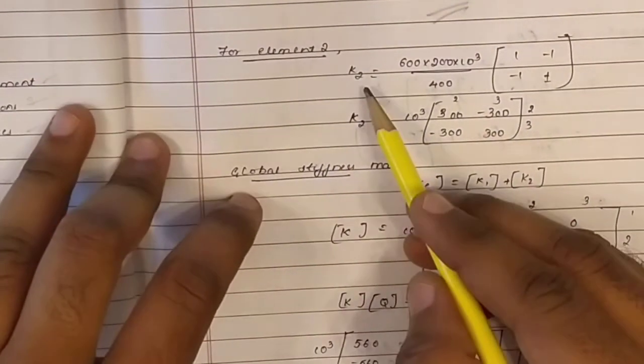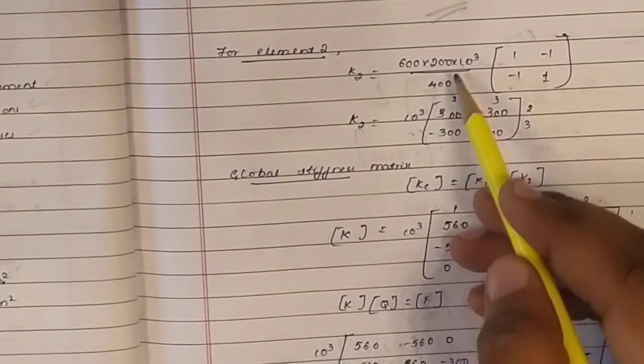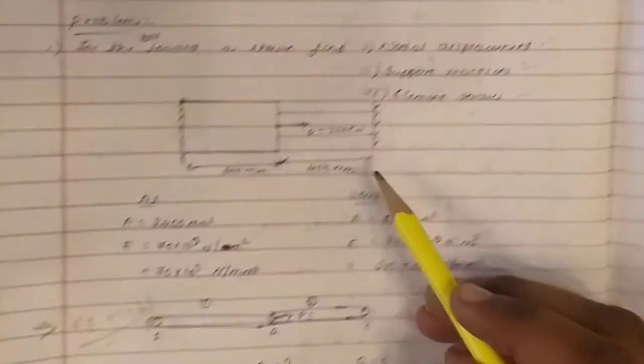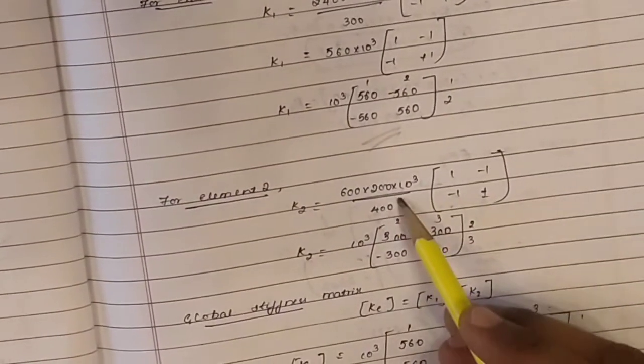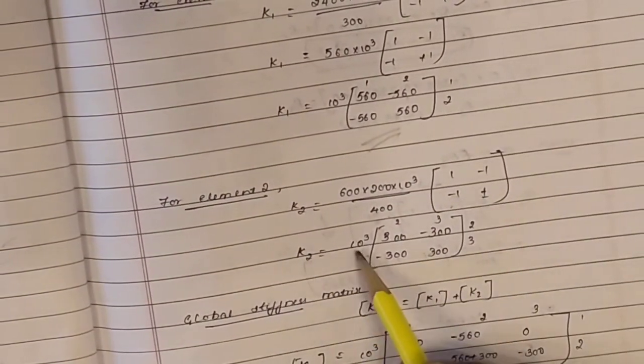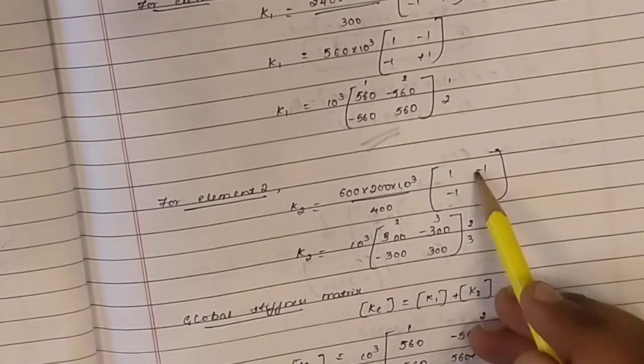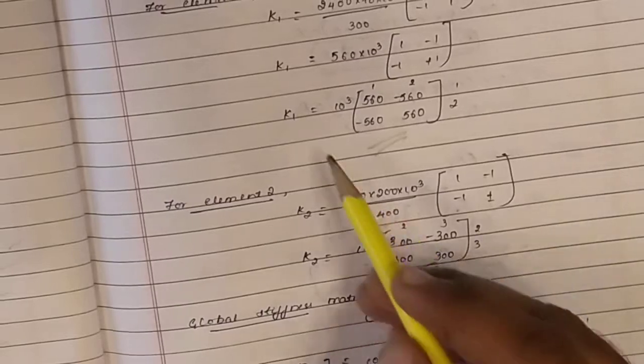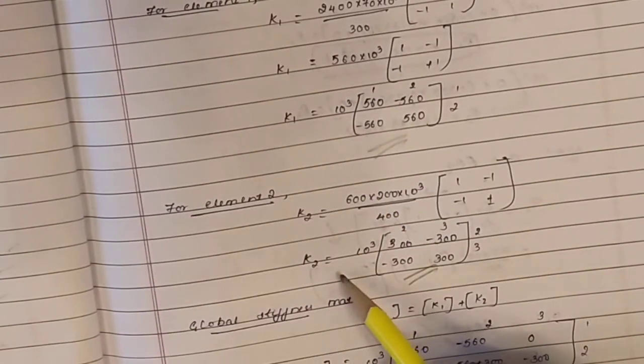Next, for element 2, K2 is equal to A2 E2 by L2. Okay, so A2 E2 by L2 is 400. So just be very careful and then simplify this. Take 10 power 3 as common and take all the other things inside the matrix. Okay, so you found out K1 and K2.